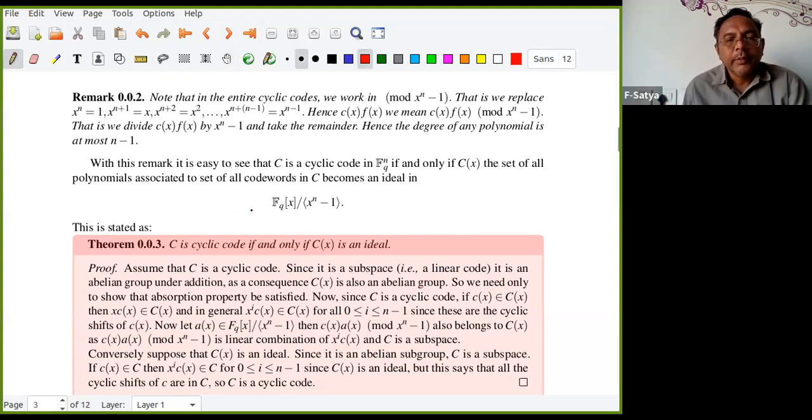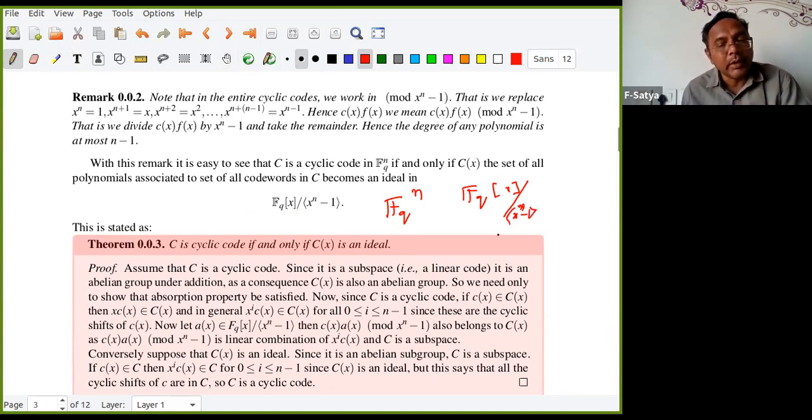So it is wonderful now. Instead of working in F_q^n, I am working in F_q[x]. If I do not take the quotient, then it is a polynomial of any degree, the set of all polynomials with coefficients from F_q. But if I take the quotient with x^n minus 1, then whenever x^n comes, it becomes 1. That means I am not going beyond x^n, so all polynomials have degree at most n minus 1.